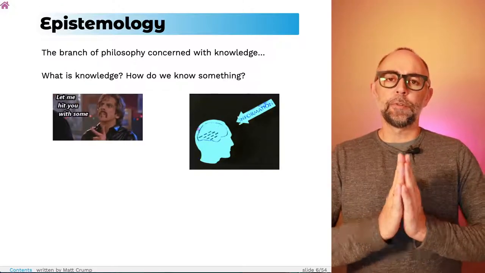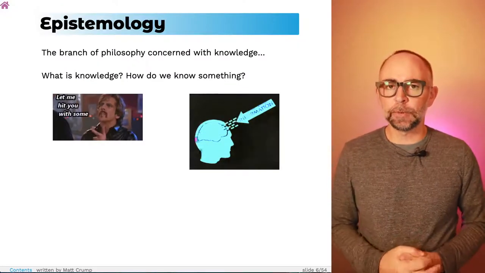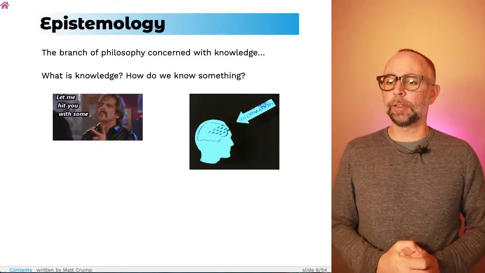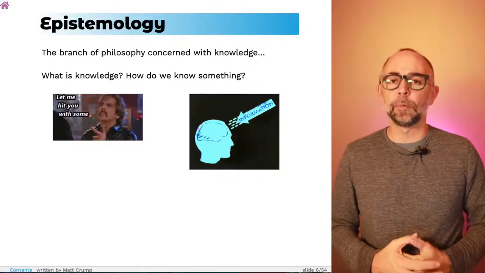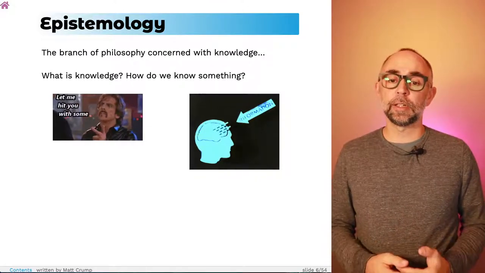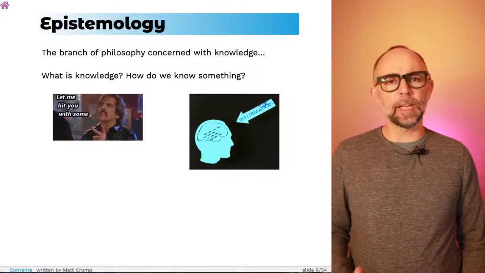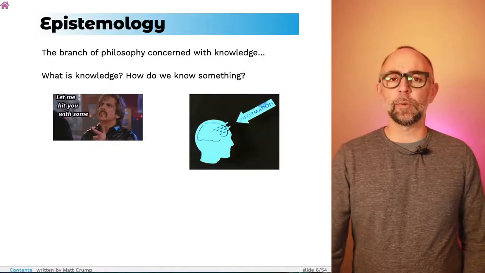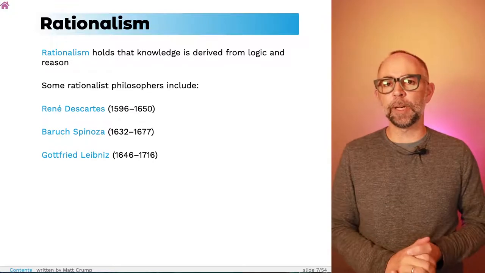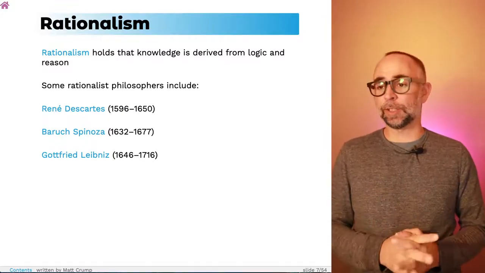So one of the general areas of philosophy we'll be talking about is epistemology. This is the branch of philosophy concerned with knowledge. So asking questions like, what is knowledge and how do we know something? These sound like philosophical questions, and they also sound like psychological questions. There are lots of different perspectives on answers to these questions.